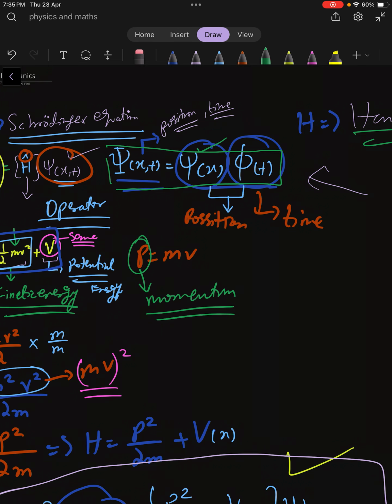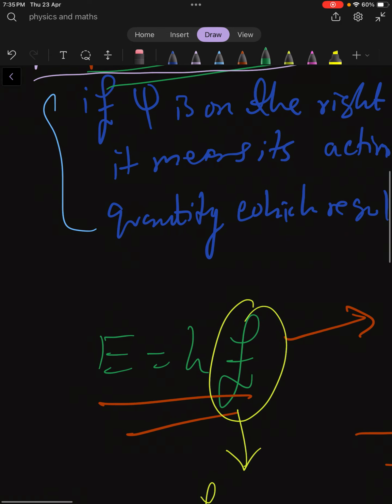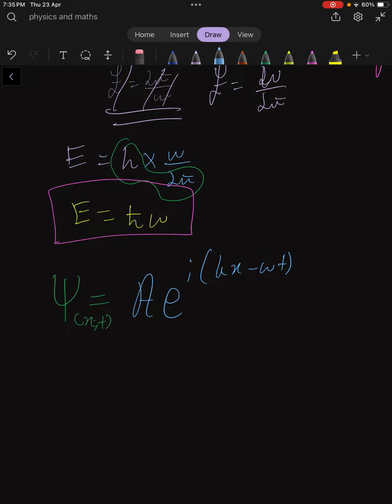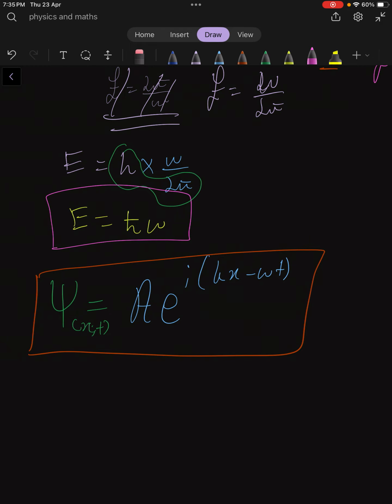But what psi is, it's a function. Another name for it is the wave function, and psi can actually be written as A e to the power i(kx minus omega t). You don't need to know how this equation comes up in the derivation, as it's not required for now.